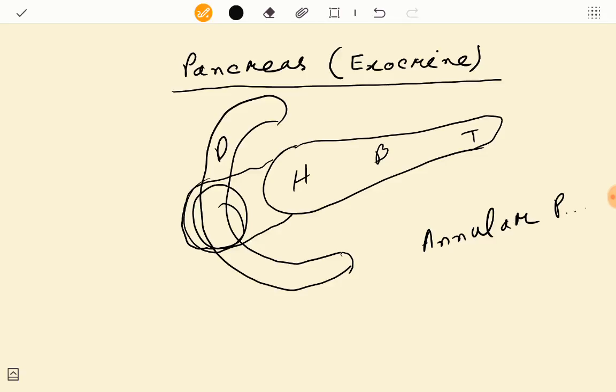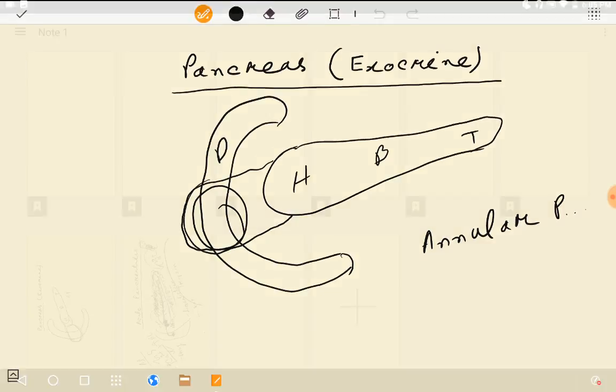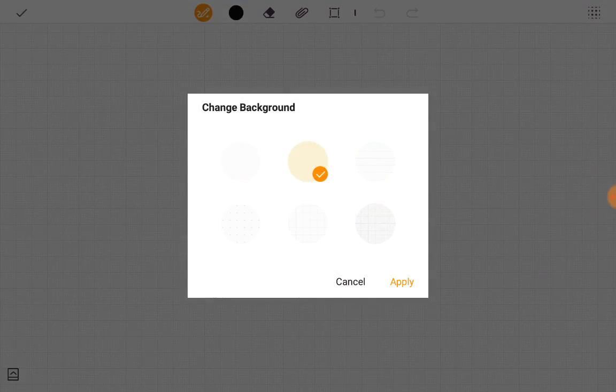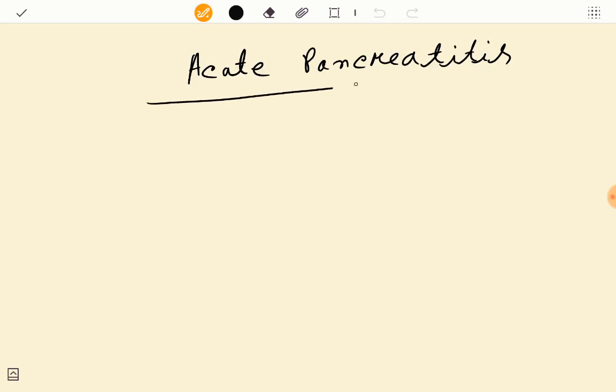Now let's jump to the next disease, and the next disease is acute pancreatitis. Okay, what happens in acute pancreatitis?